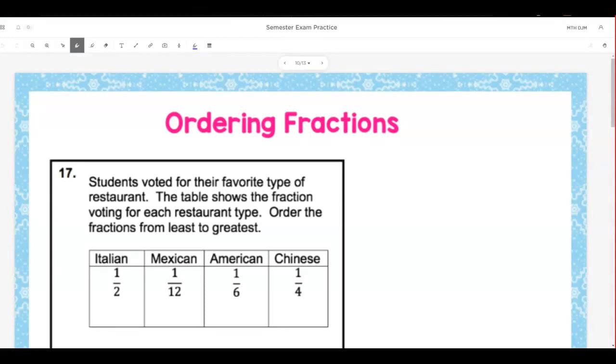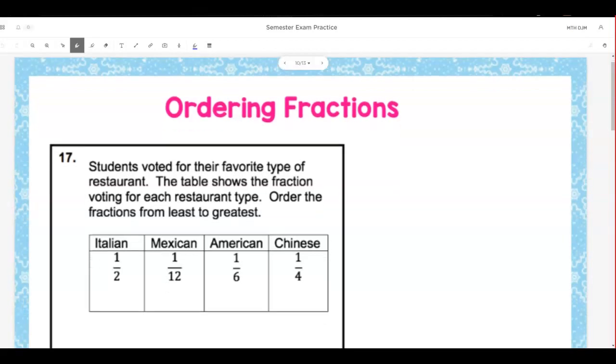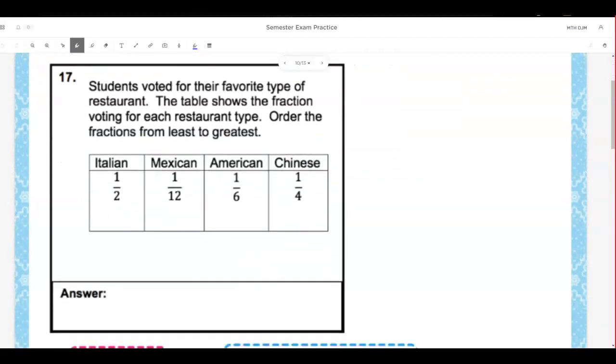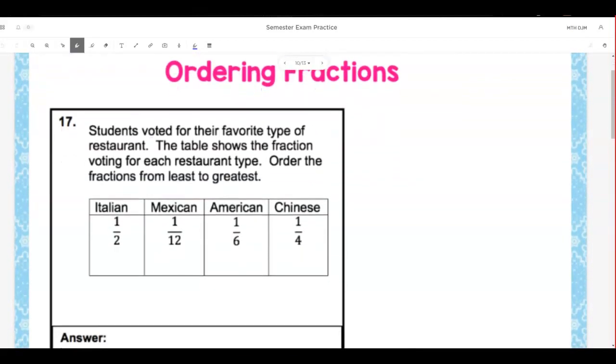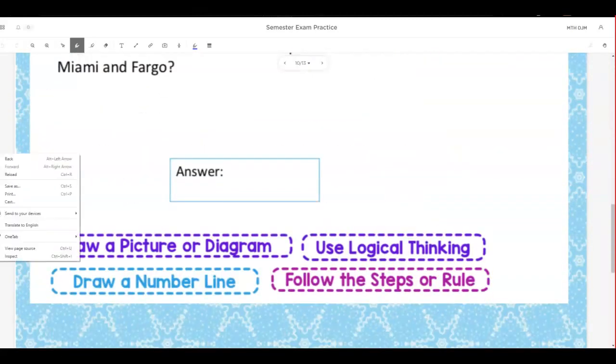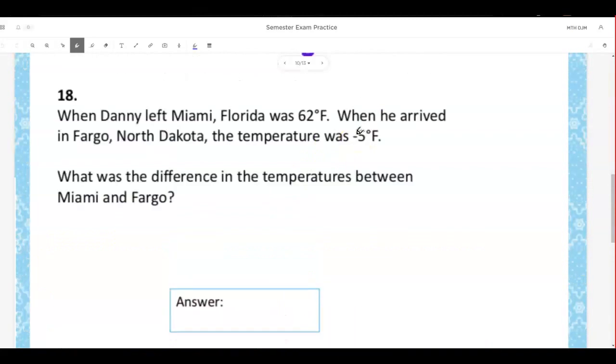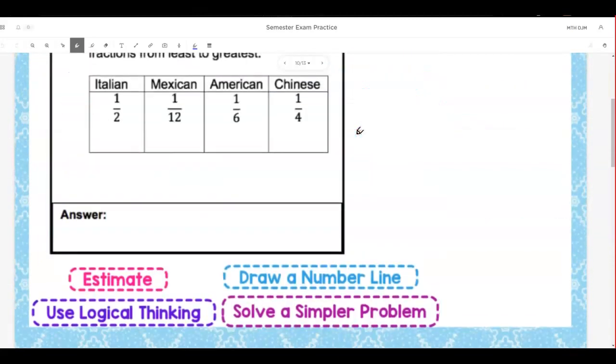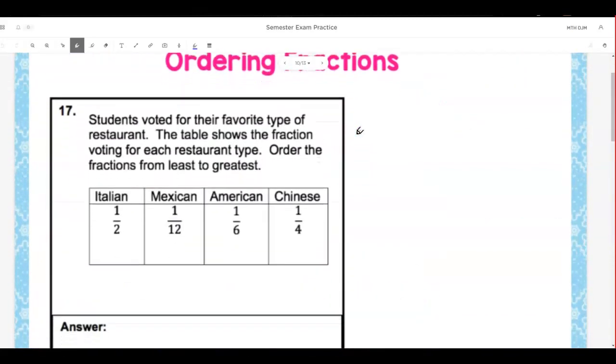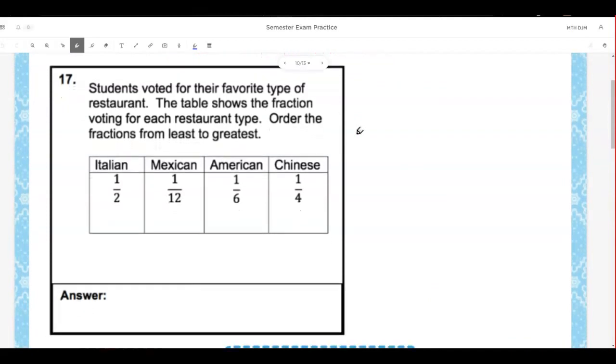Yay, fraction time! Let's put our fraction hats on. Think about fractions. All right. If you're talking, stop. This is the one I want. Okay, ordering fractions.